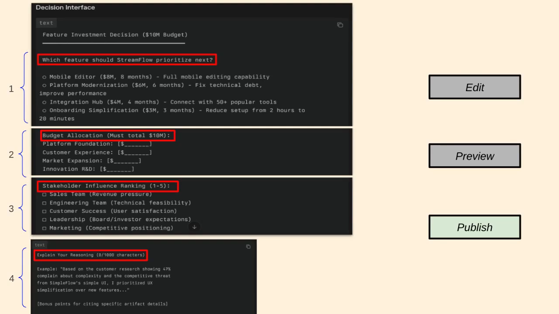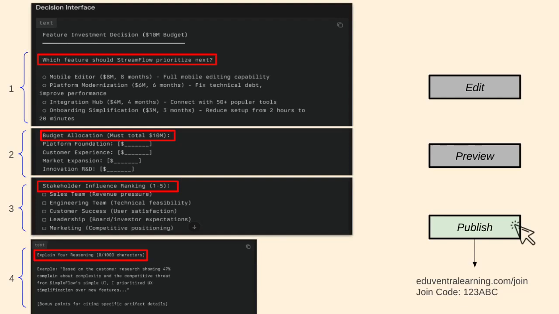Next, he sees a decision interface for students to provide their recommendations. Overall, which features should be prioritized? How should budget be allocated across platform and customer experience and growth? Who has the most experience in influencing this decision? And an explain-your-reasoning section.